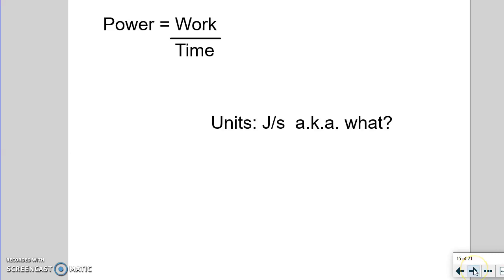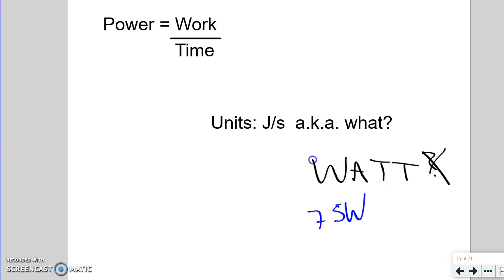The unit for power is the joule per second, aka the what? The watt, capital W. So if you have like 7.5 joules per second, you'd say 7.5 watts.